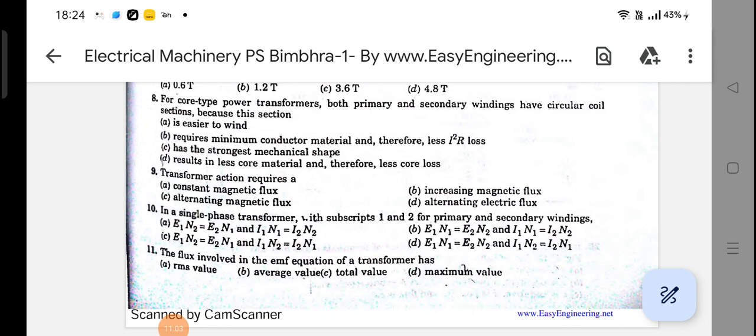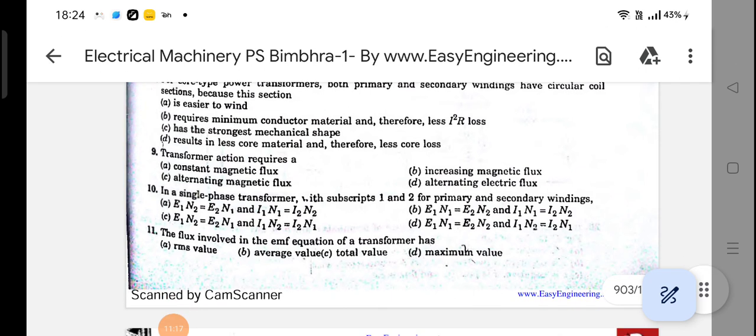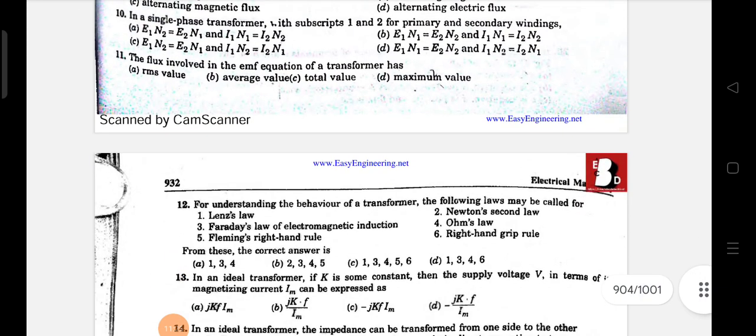Tenth question. Next, the flux involved in the EMF equation of a transformer. Okay, the EMF equation of a transformer is E1 = 4.44 F N1 phi m. Phi m is nothing but the maximum flux, right? That means the eleventh question answer will be D. Next, for understanding the behavior of a transformer, the following laws may be called for. Okay, first one, Lenz law. Lenz law is used in case of a transformer. Opposite sign, the negative sign represents Lenz law, right? Induced EMF formula, E = minus N d phi by dt. That means the first point is correct.